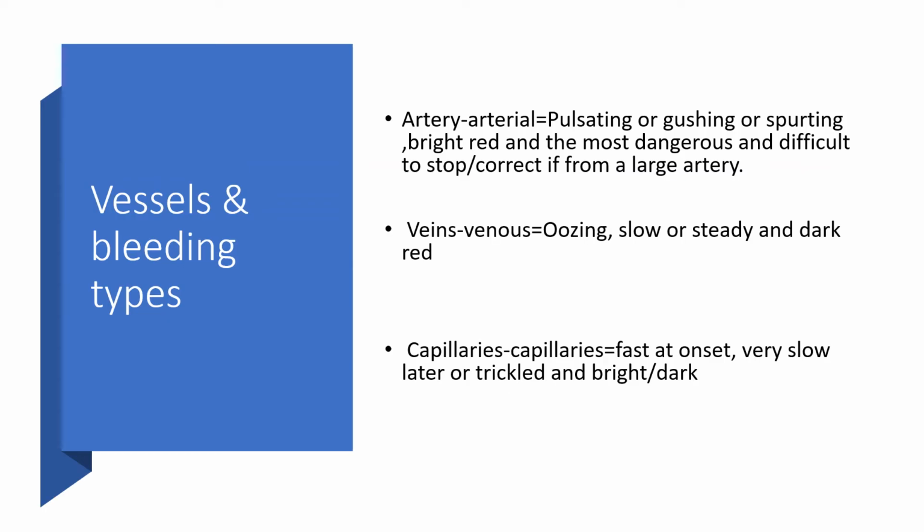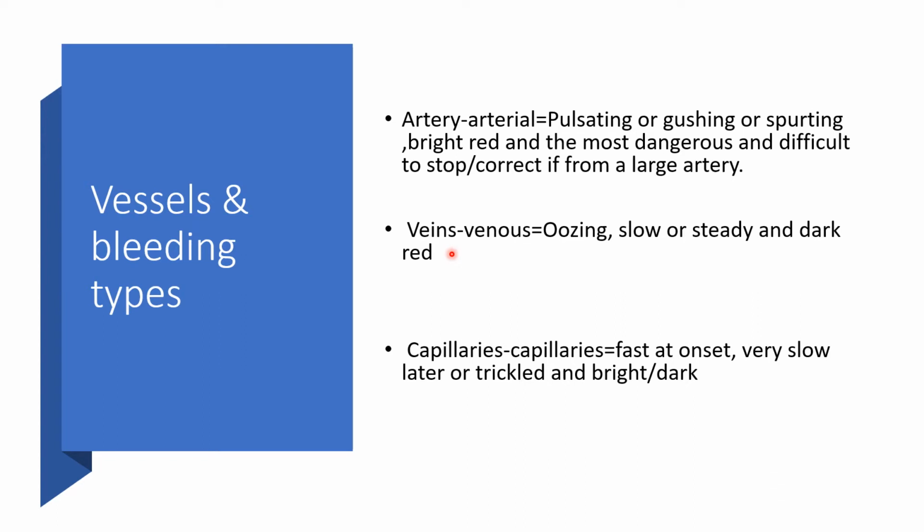The vessels and bleeding types here could be arterial in origin, from the artery. In that case, it will be pulsating or gushing or spurting, and it will appear bright red. This will be the most dangerous type, because it is very difficult to stop or correct, particularly if it is coming from a very large artery.